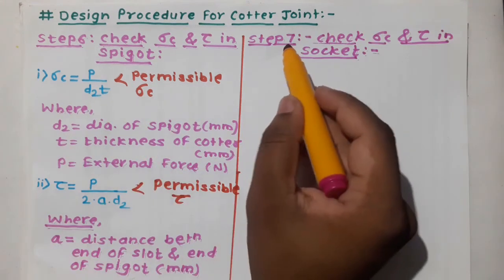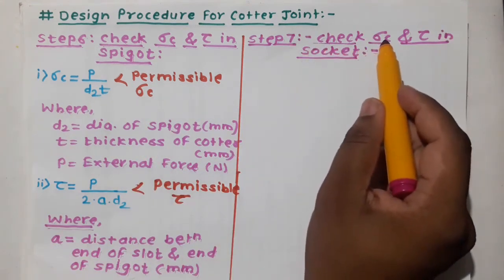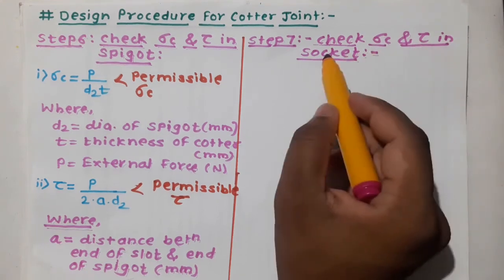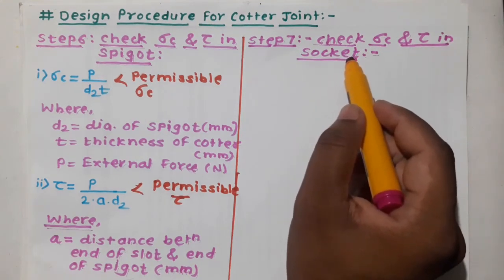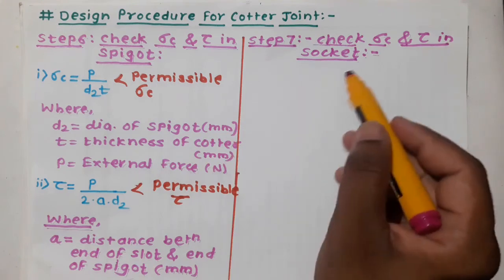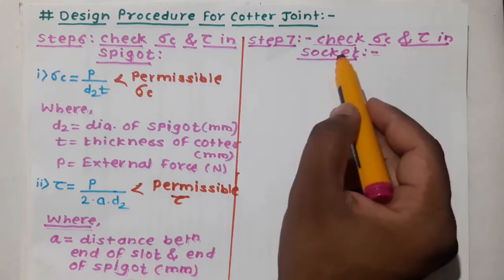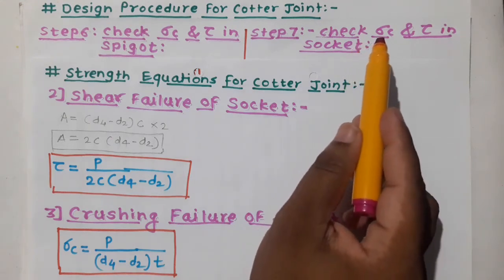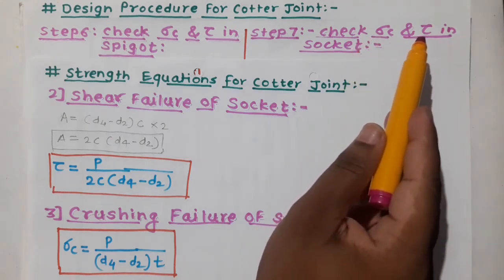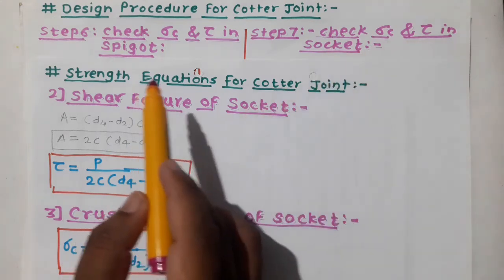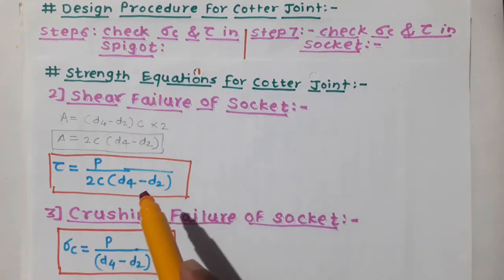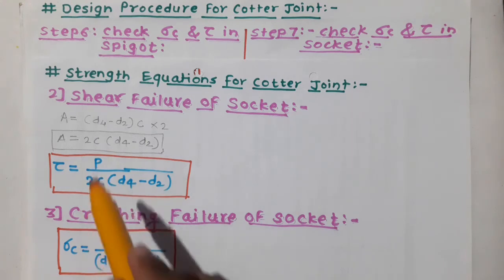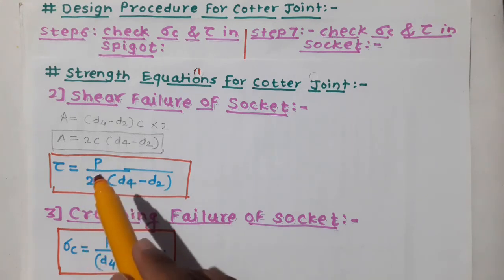Now the last step is step number 7. Check the crushing stress sigma c and shear stress tau in the socket. So we have to follow the same procedure as we did in step number 6, but the equation of sigma c and tau is different for socket. In order to write the equation of crushing stress sigma c and tau, that is shear stress in the socket, we have to refer the strength equation article from the previous video lecture, and these are the equations that we have to refer for the socket.